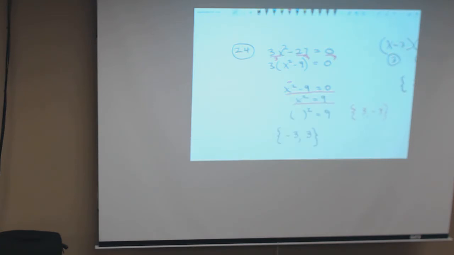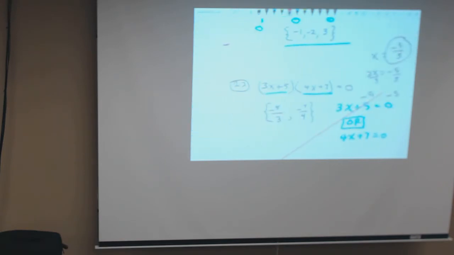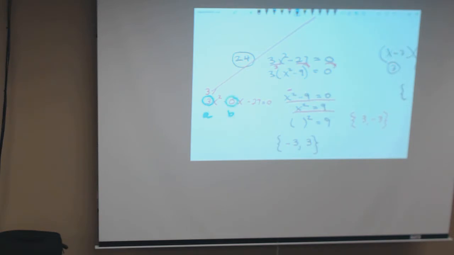Then I would have to go 3x squared minus 0 times x minus 27 equals 0, and then a would be 3, b would be 0, and c would be negative 27.